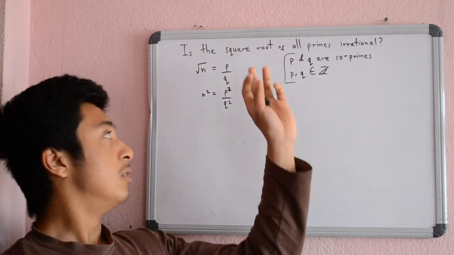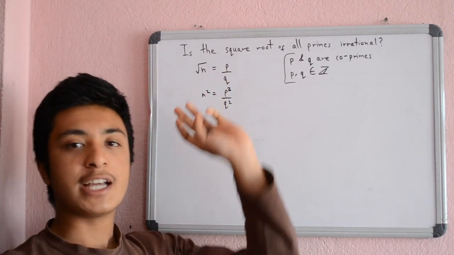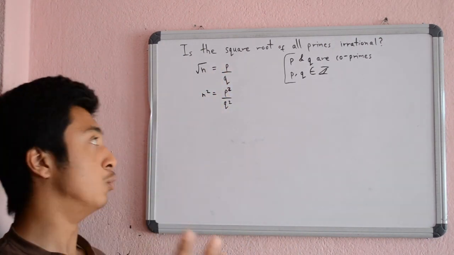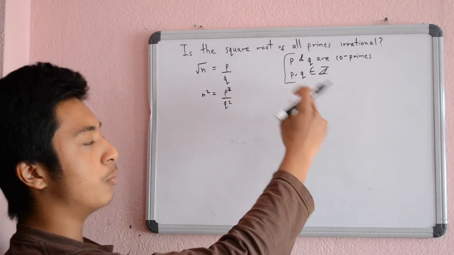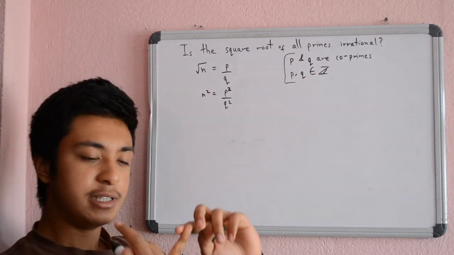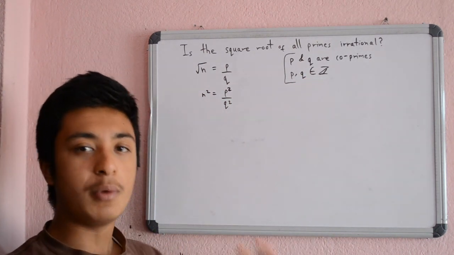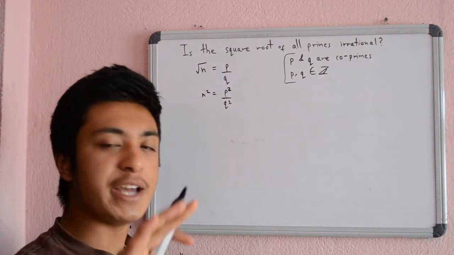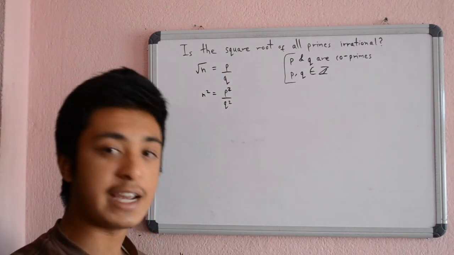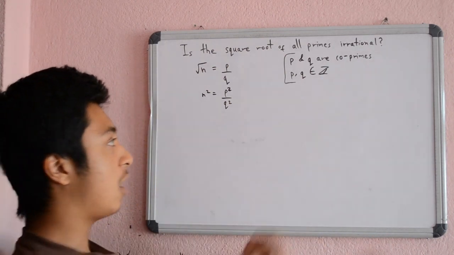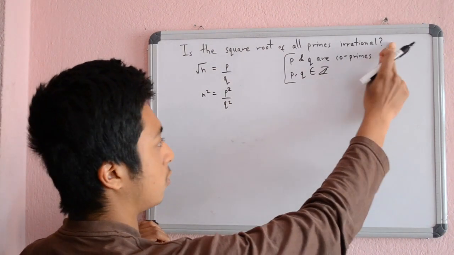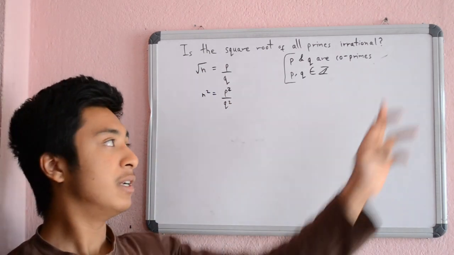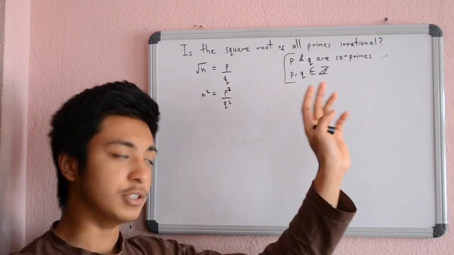Now I have let square root of n be expressed as a ratio of p to q. And here p and q are co-primes, meaning that their GCD, their greatest common divisor, is 1. So basically this means p by q is in its simplest form. It cannot be reduced further. That is our main condition, and p and q are both integers.